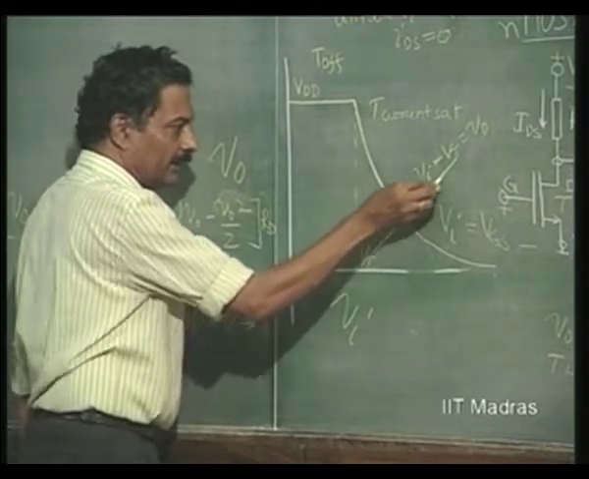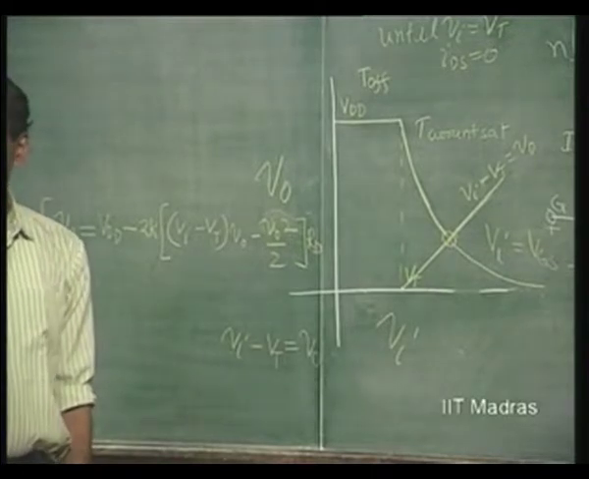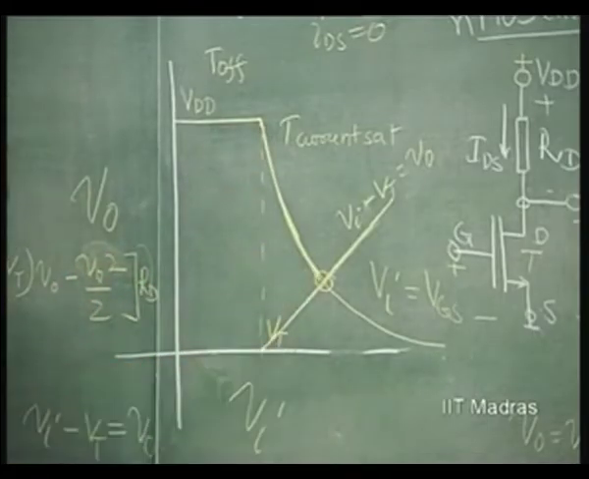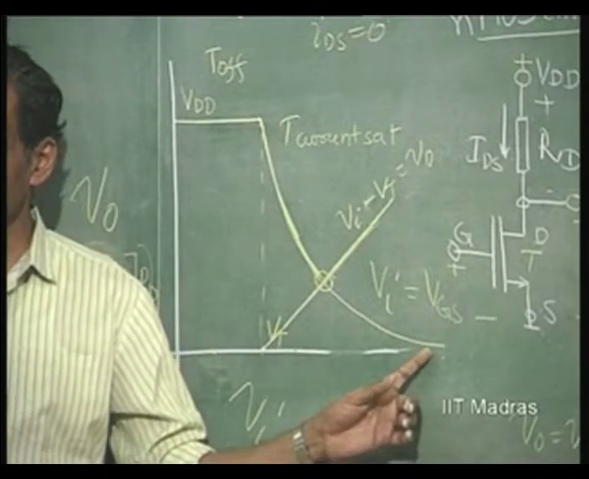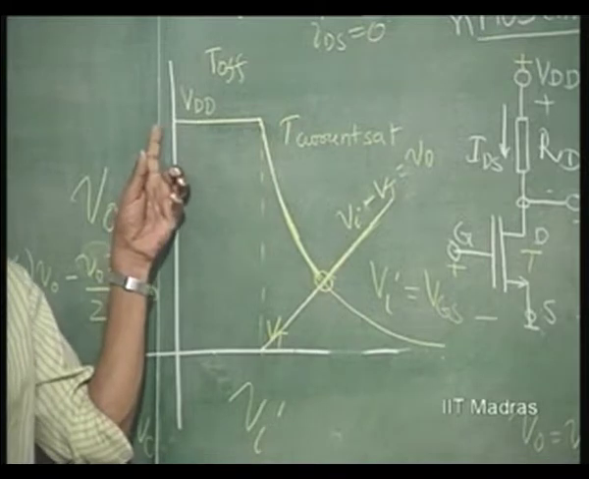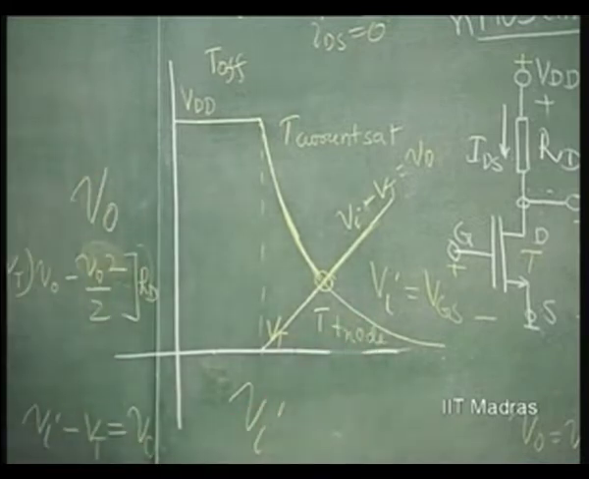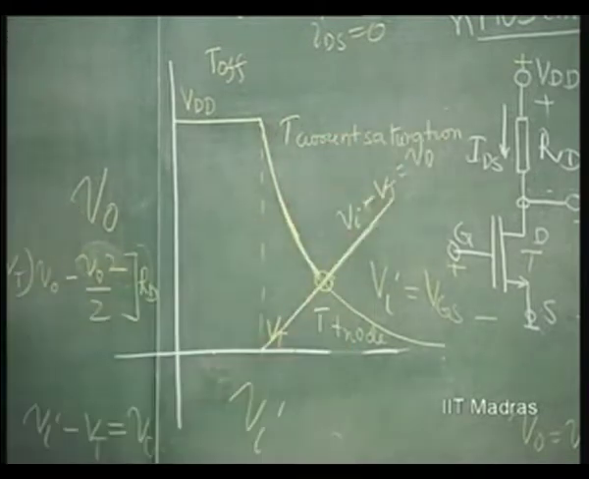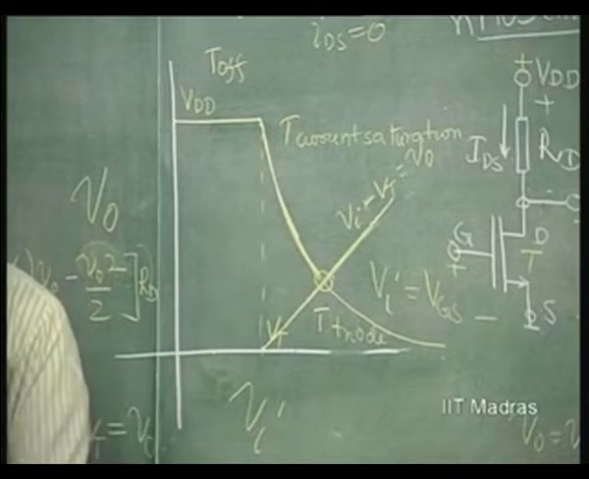So, basically the active region, the so called active region, where the FET is acting as an amplifier, is this region. Here the transistor is entering the triode region. Here the transistor is off. So, it is in the triode region. Here the transistor is in the current saturation region. So, this is the complete characteristic of an NMOS inverter.